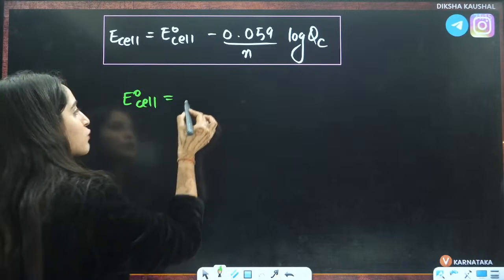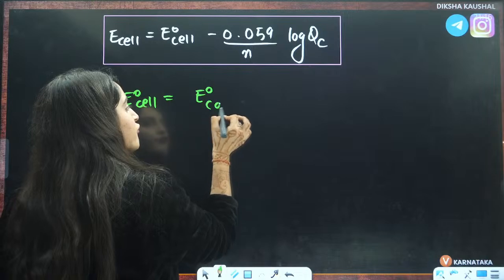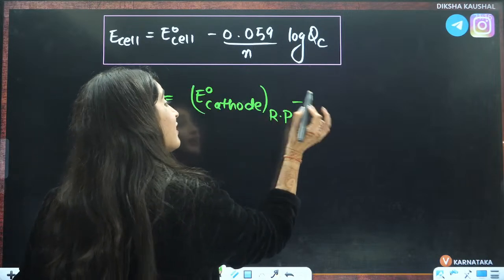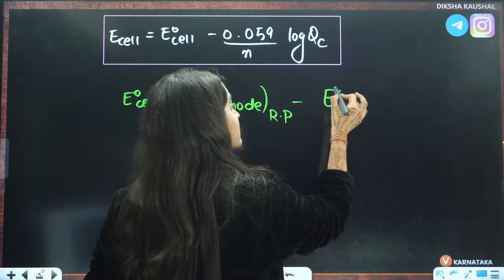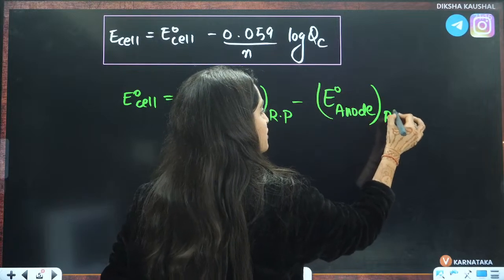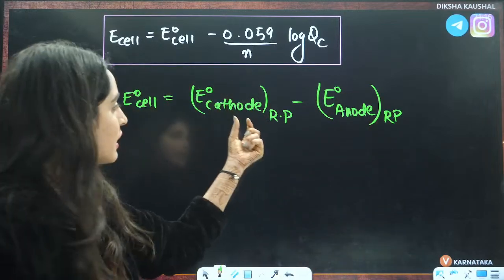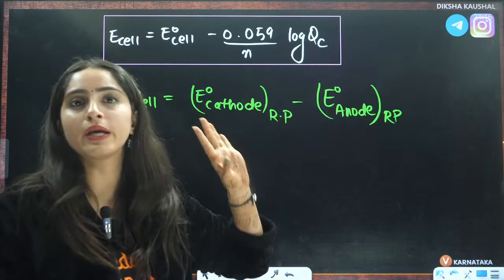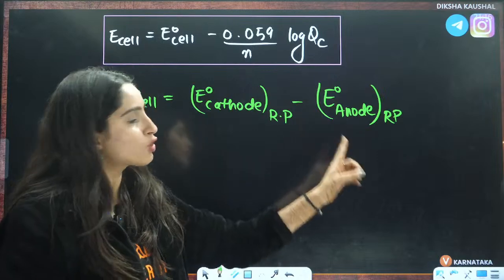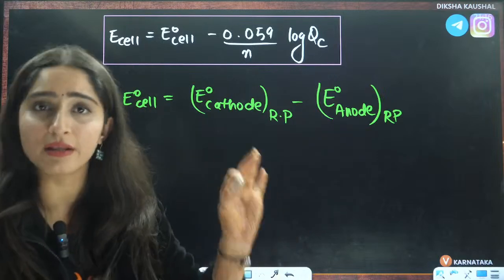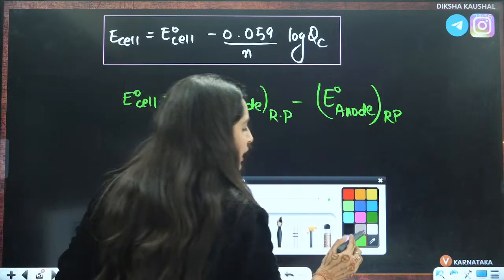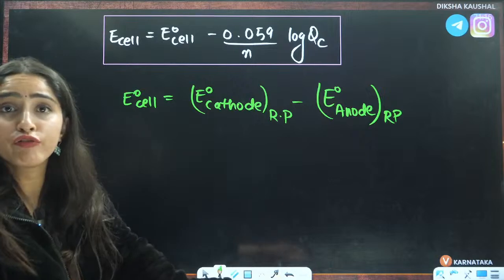E naught cell will be calculated as E naught of cathode, right? Reduction potential. I am going to write it again and again so that you can never forget this thing. Minus E naught of anode, and this is also reduction potential, right? This will be given to you in the question itself, right? This E naught cathode is given to you. This E naught anode is given to you in the question itself, right? Now, next thing is how to calculate the value of N, how to calculate the value of QC, right?